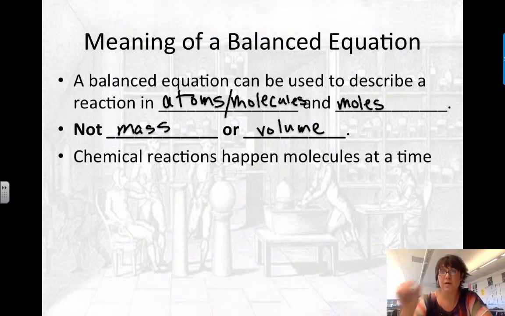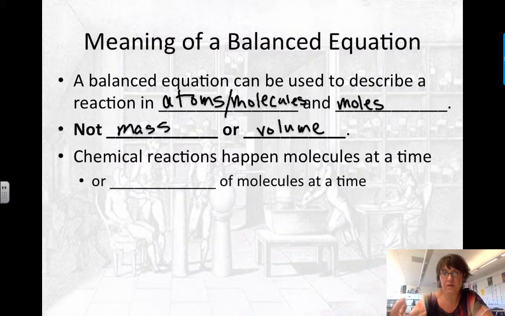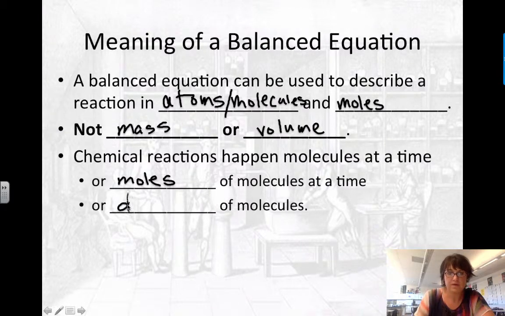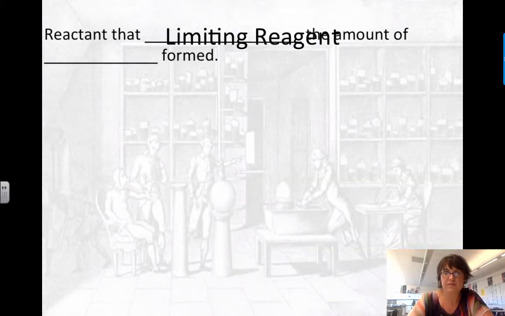Chemical reactions happen when molecules collide. So it happens with just a few molecules at a time, but because there's so many molecules in there, we see an overall large-scale reaction. So it could be a few molecules, or it could be many billions of molecules reacting at a time. Or it could just be, in a very dilute solution, maybe just dozens of molecules, or pairs of molecules, right? However it works, a balanced equation gives us that perspective.